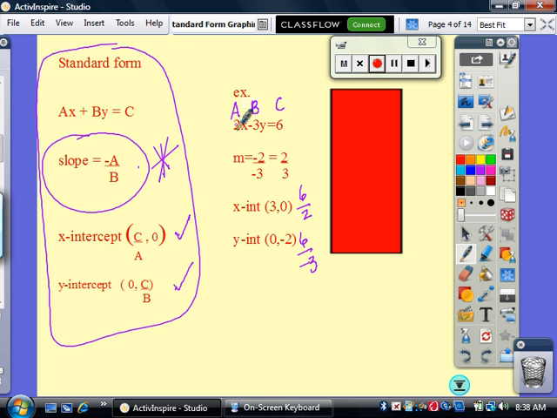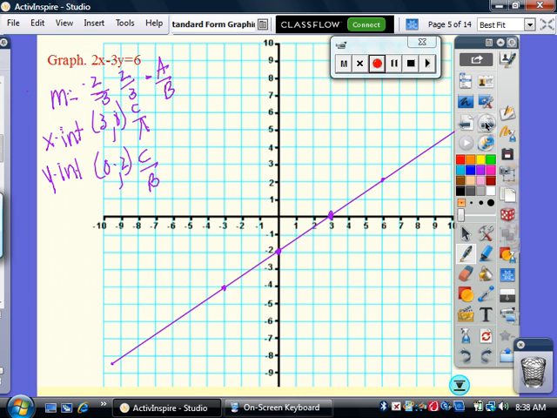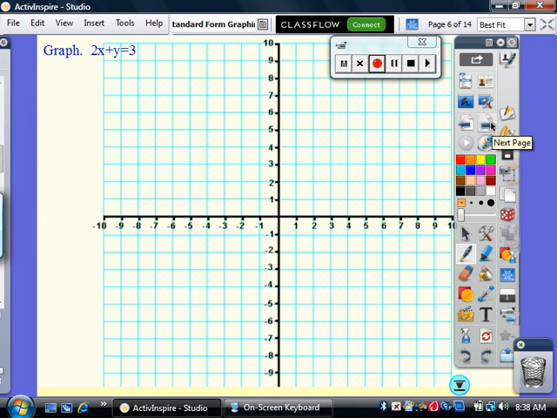After we find a, b, and c, and apply these formulas to find the slope and the intercepts, then the graphing is no different than we've been doing with slope-intercept form. Alright, let's look at this one right here. We'll write this equation beside a graph that we've made, and we'll find these three pieces of information.